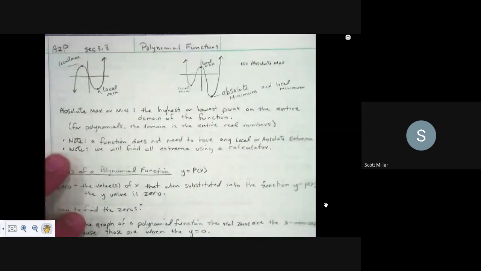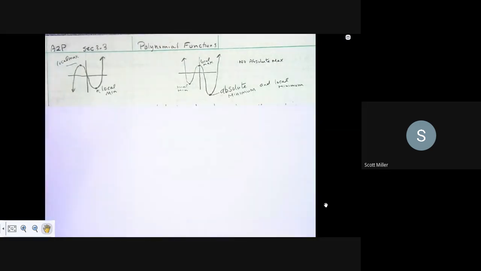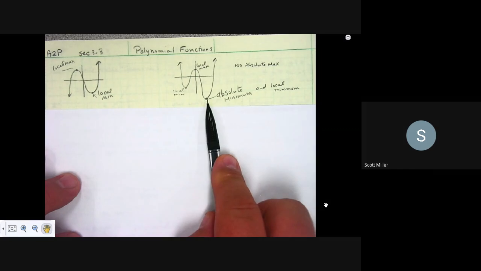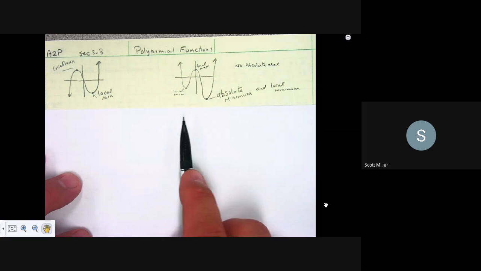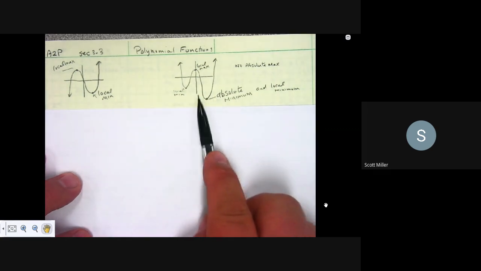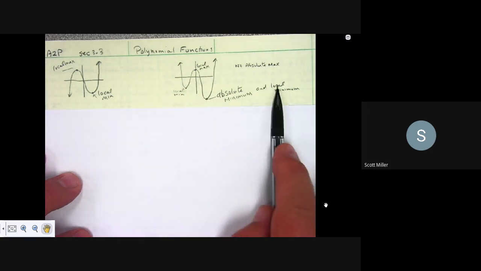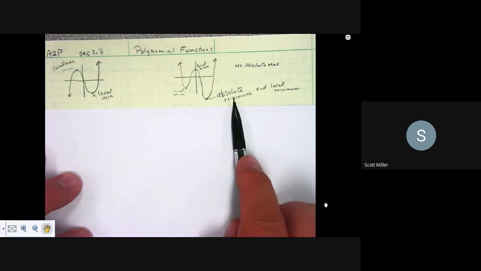Sometimes you can't read it, let me zoom in a little bit more. Sometimes a graph will have what's called an absolute max or min. An absolute max or min means, in this example right here, this point is the lowest point for the entire graph. That becomes an absolute minimum, or if it was the other way around, an absolute maximum. It is also, because it's in the valley here, a local min. So it's a local min, but more importantly, it's an absolute minimum for the entire graph.